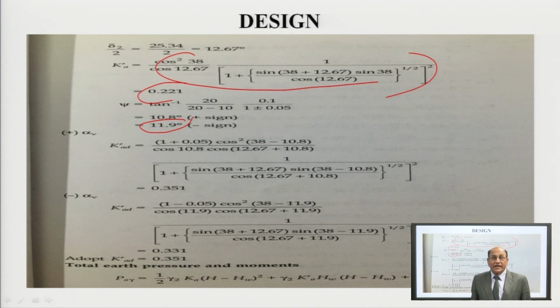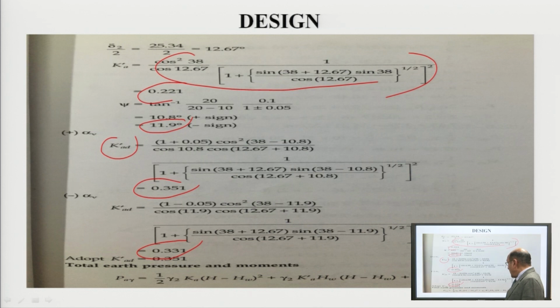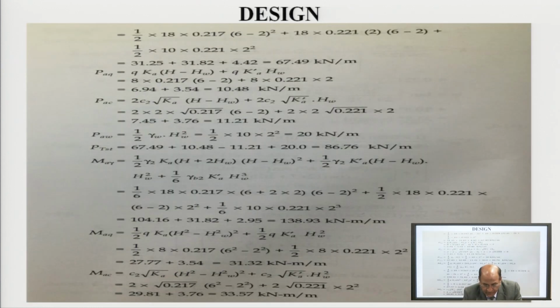So now considering the seismic case, with plus alpha V, we can calculate the K dash AD, by which we can get 0.351. Again considering minus alpha V, then putting the values of each parameter, finally we will get 0.331. So adopt K dash, the maximum of these, which is the maximum one. So we will adopt in this design 0.351. So now come to the total earth pressure and the moment. We have to calculate it.